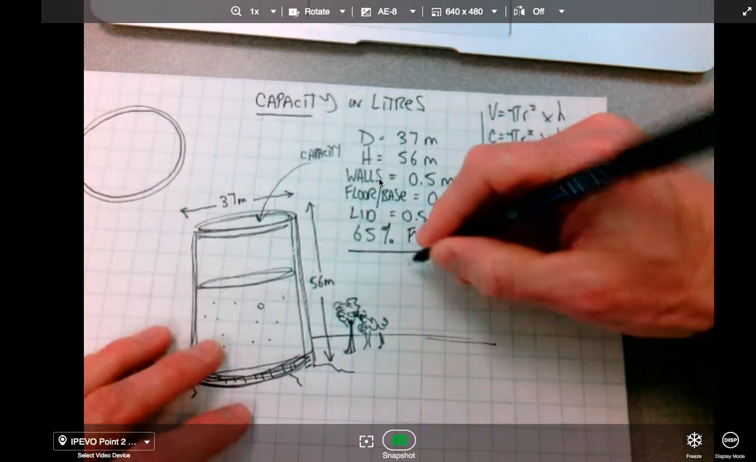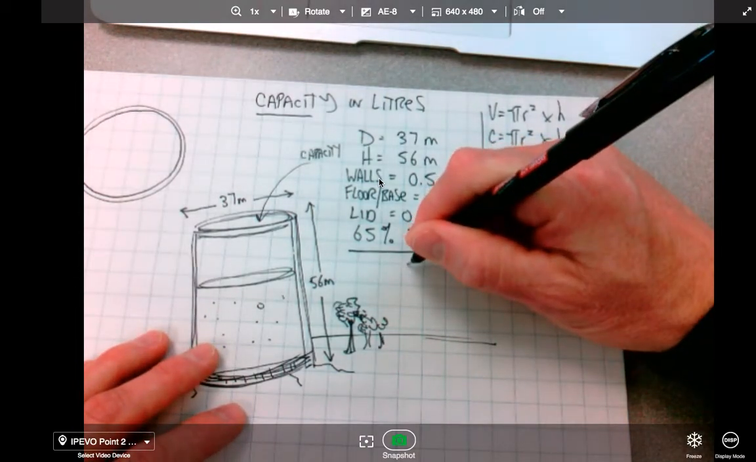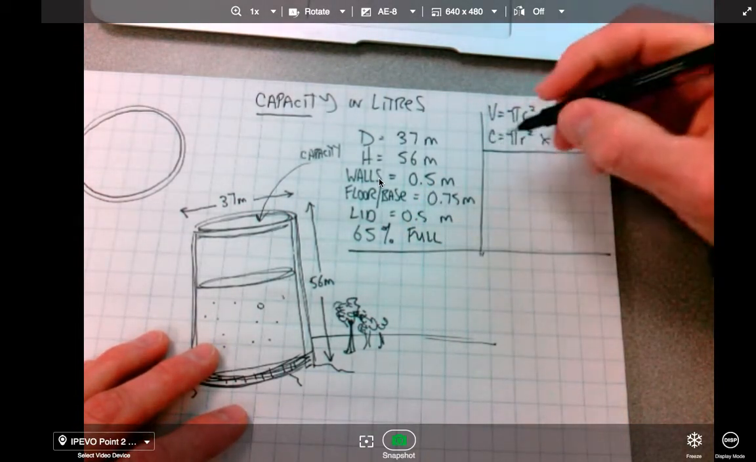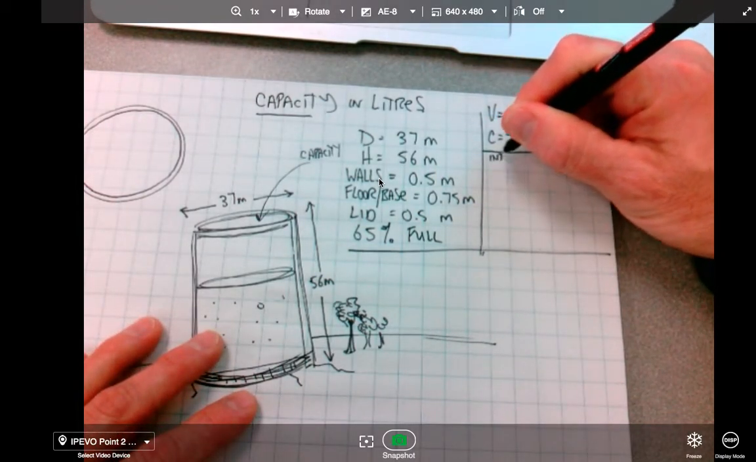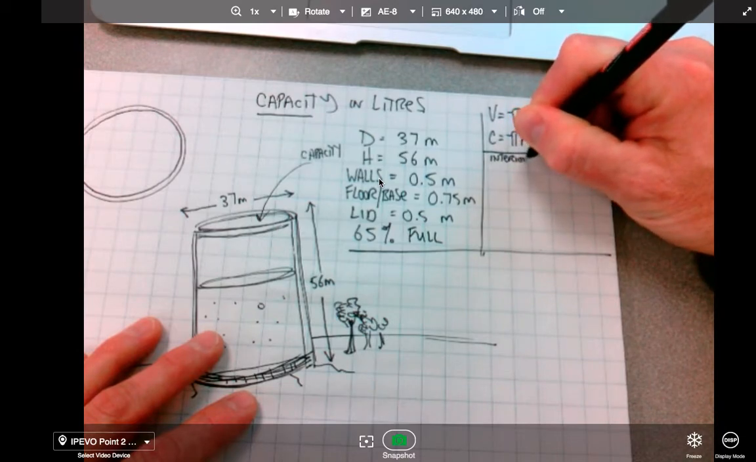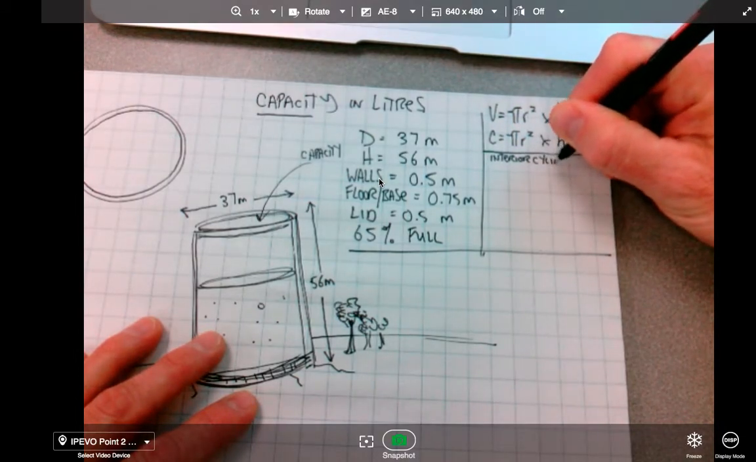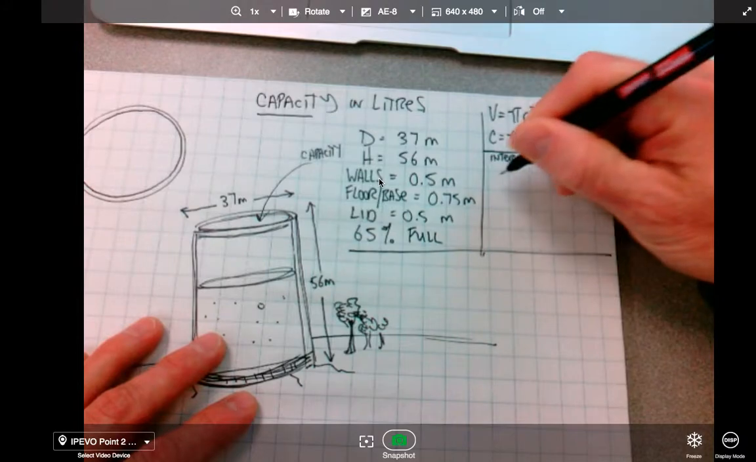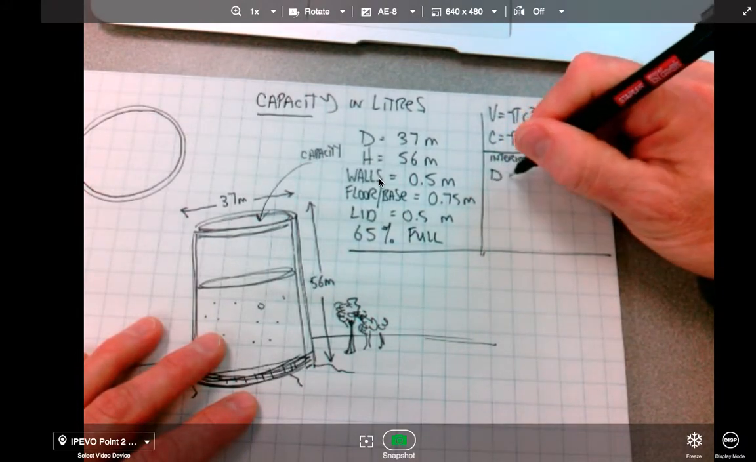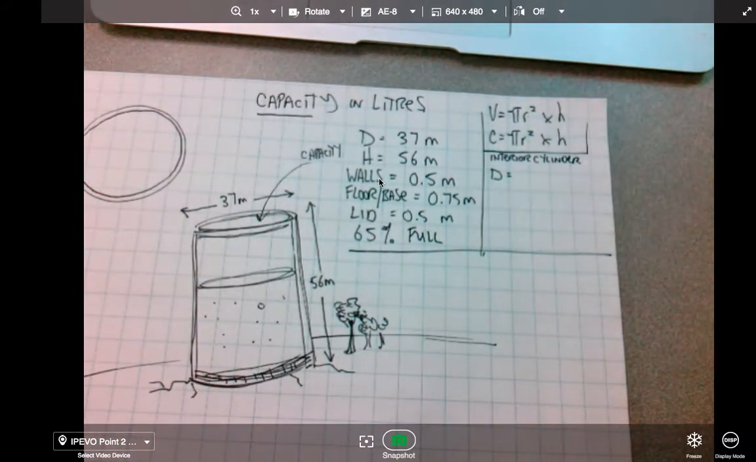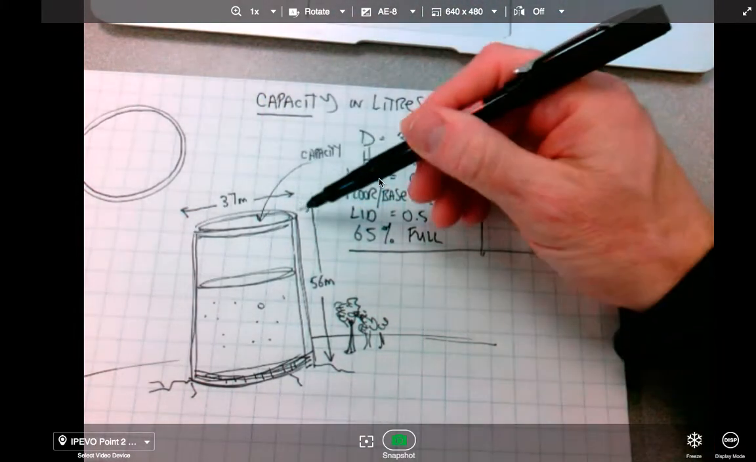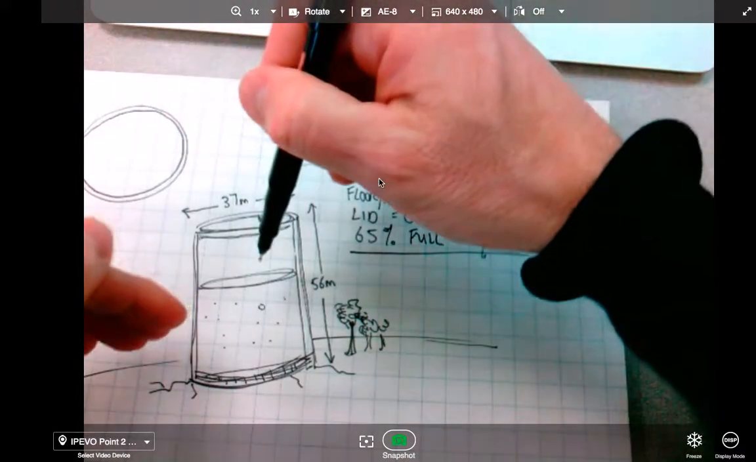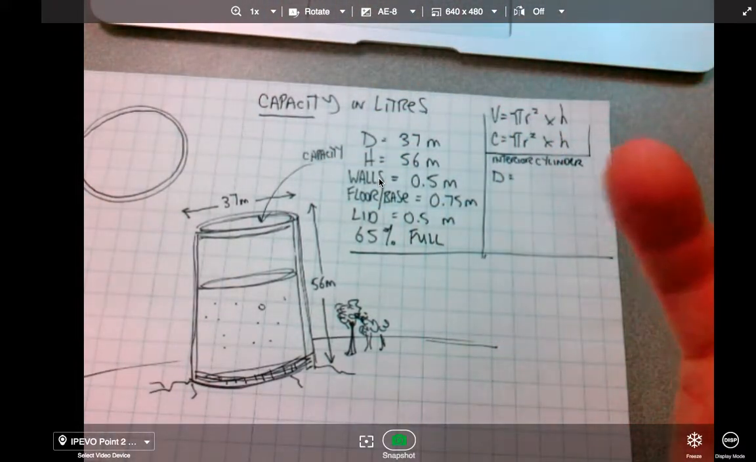So let's write some new information. I'm going to put interior cylinder. How about I put that? Interior cylinder. Let's get some more information. What do we know about the diameter of the interior cylinder? Because we know the exterior cylinder is 37 meters, right? And we know the height is 56 meters, but inside it's slightly smaller.